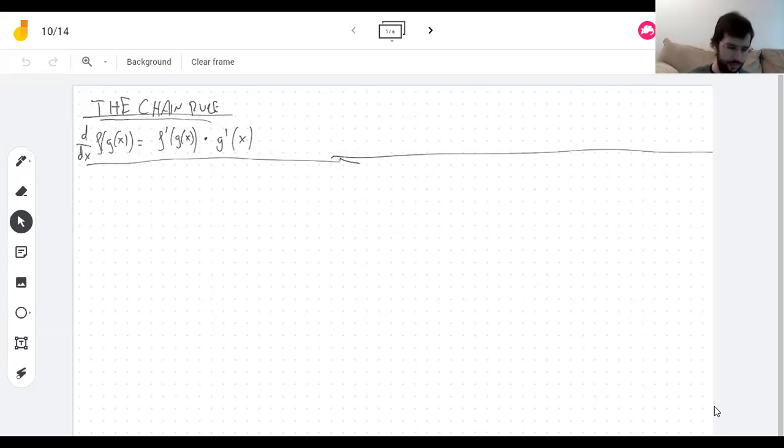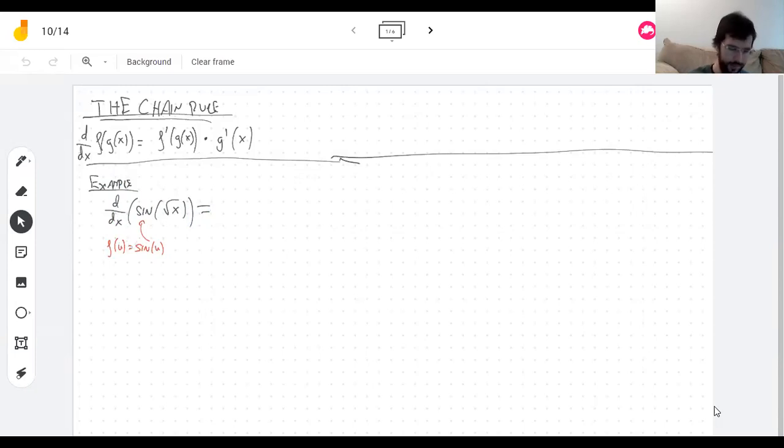So let's do... This program has changed today. Let's do another example, and then I'll prove it. So what about the derivative of sine of root of x? Well, this is a composition of two functions.